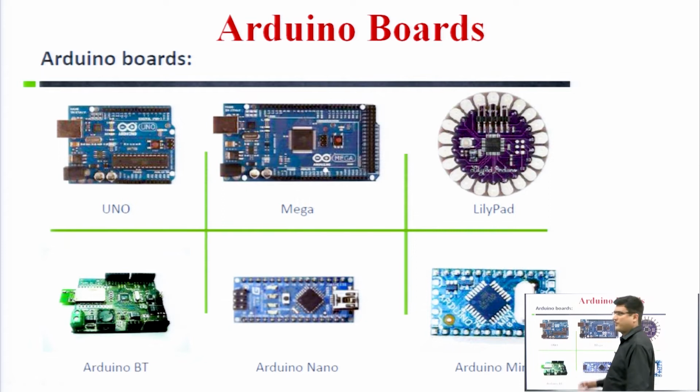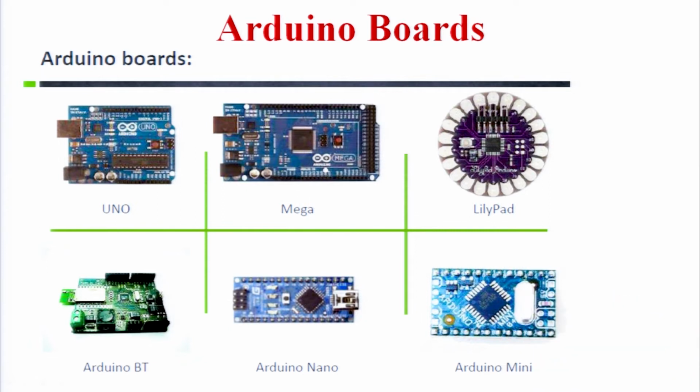There are various types of Arduino boards. UNO board, this is the picture of the UNO board. Mega board. Mega means more data, more interfaces or more features are there in the board. Lilypad, circular in shape. We have Arduino BT. Arduino Nano board. Arduino Mini board. Various types of boards are used, but students mostly use the Arduino UNO board.